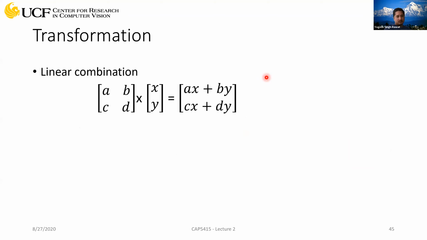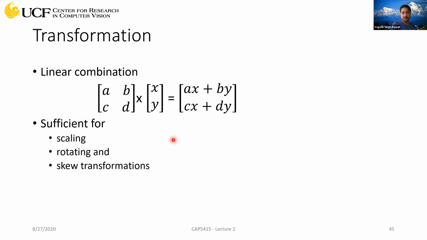Now let's talk about linear combinations. If you have an initial vector x, y and you want to perform some kind of transformation, and let's say you have some kind of matrix, this kind of operation can give you, as you've already seen, scaling, when you only have the diagonal, and it can help you in rotating. It can also perform skew transformations because you are doing rotation and scaling at the same time.